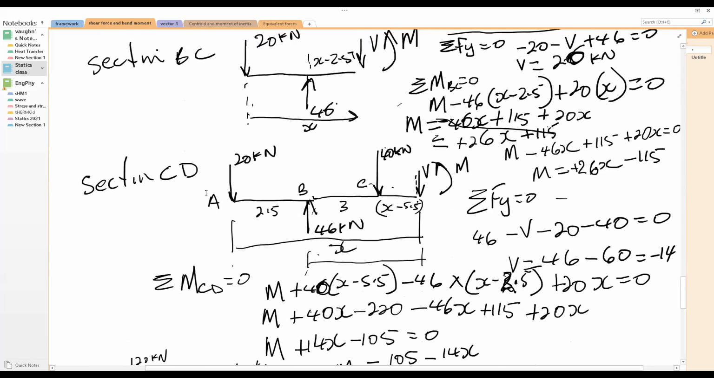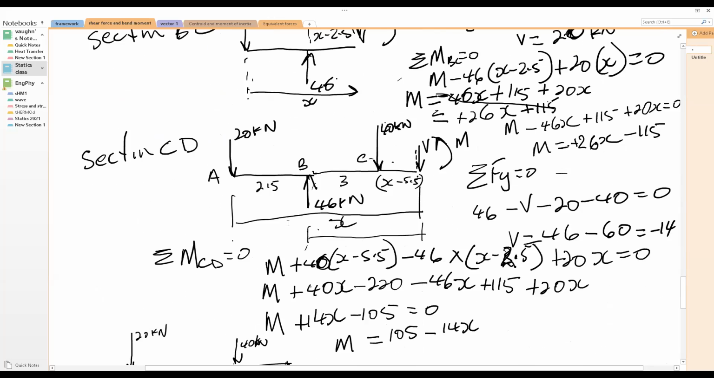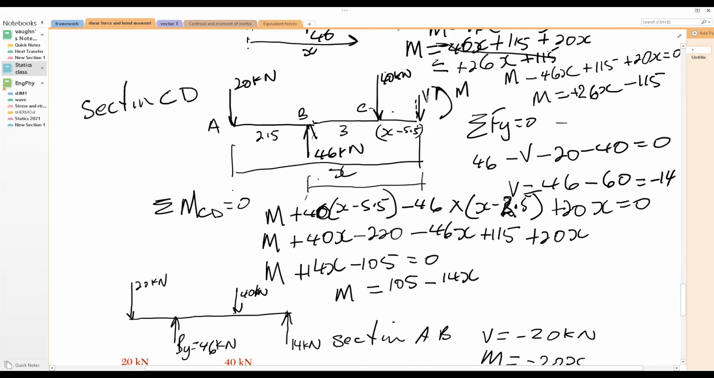For the section CD, which is this section, we are going to cut it somewhere in the middle. You don't cut it at the end, please. Cut it in the middle. So it means that you're going to have four forces there. Wherever you cut it, you have a shear force. You have a point load 40, you have 120, and you have a reaction. So let's go. You have a positive 40, you have a minus shear force, which is V, minus 20, minus 40. So that gives you a minus 14 kilonewtons.